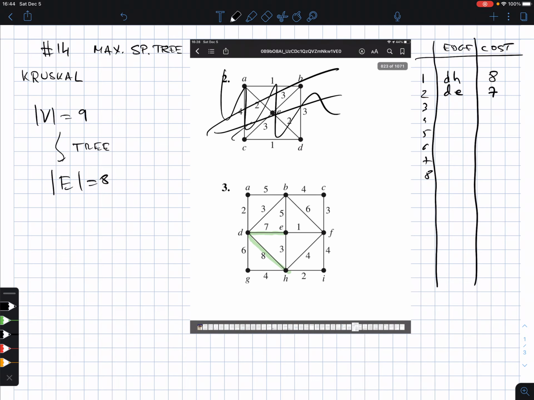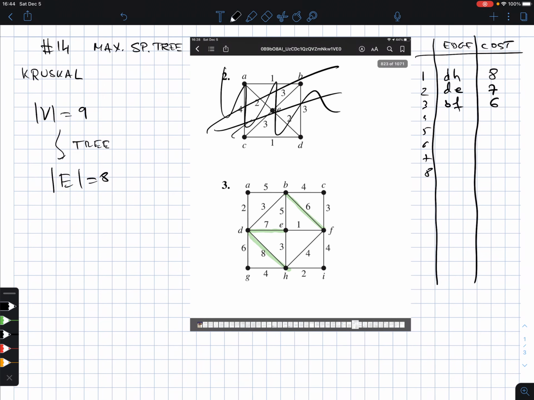Then there's a 6, there are 2 6s here. I can pick whichever I want, and I want to take the other 6. I could take that one 6 and I would still have 1 3, but I want to show you that most likely you're going to get a forest while you're building this tree. So BF has value 6.